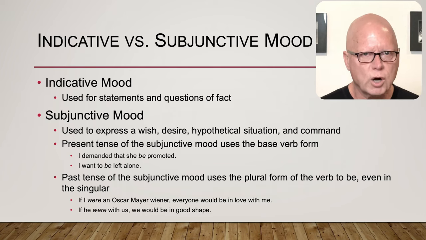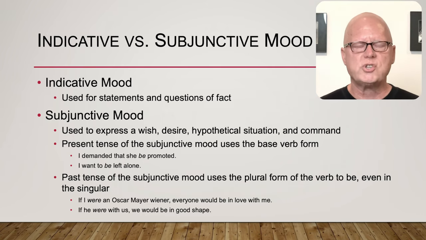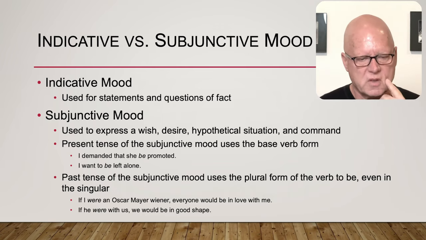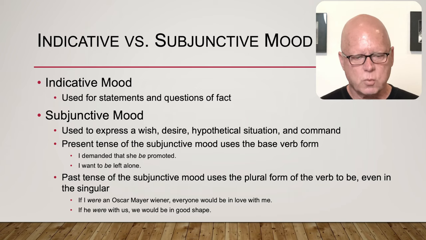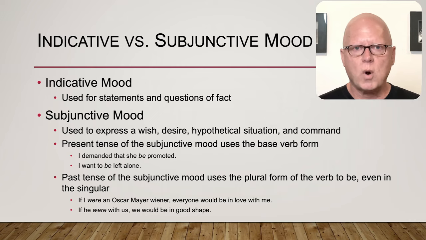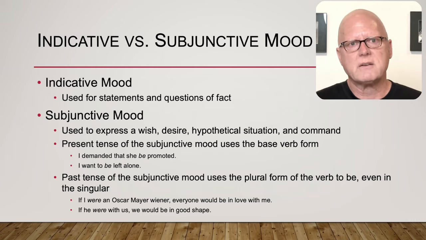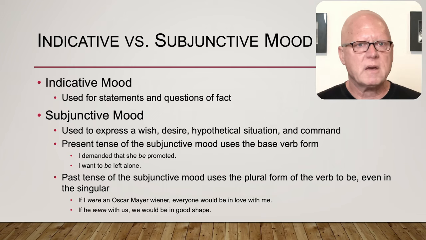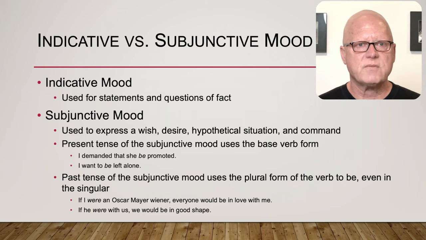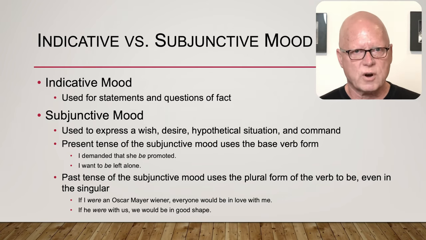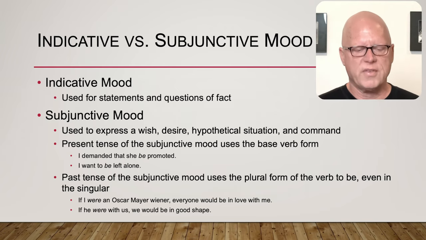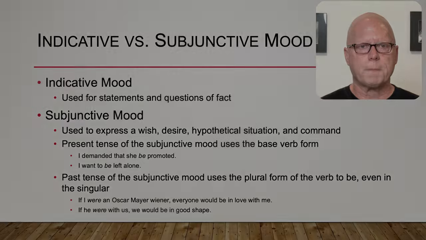If he were with us, we would be in good shape. Now, I'll bet if you said to yourself, if he was with us, we would be in good shape, you might say to yourself, that sounds okay. He was. Singular pronoun, singular verb. But because it's a subjunctive mood construction, instead of using the singular form of the verb, the plural form is used. If he were with us, we would be in good shape.